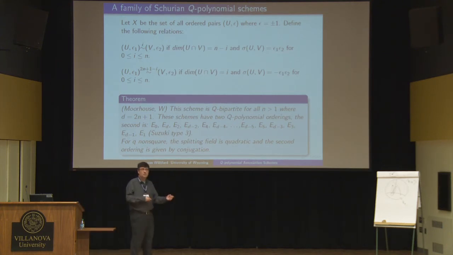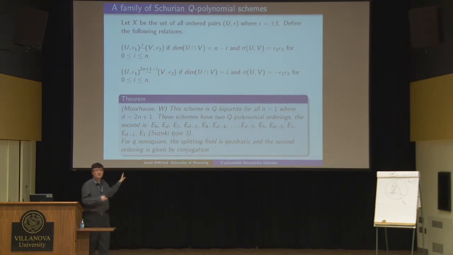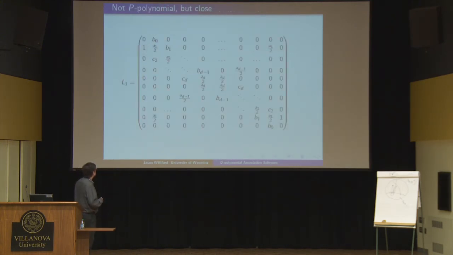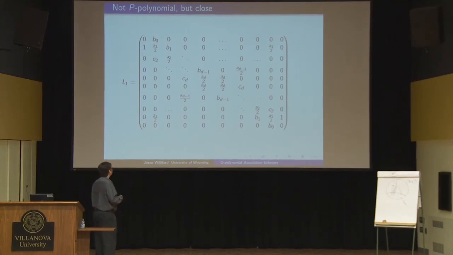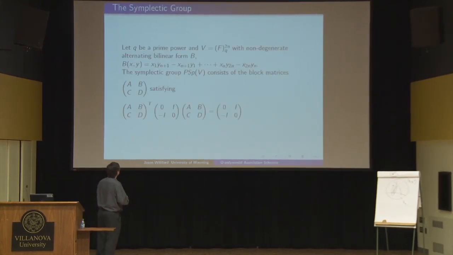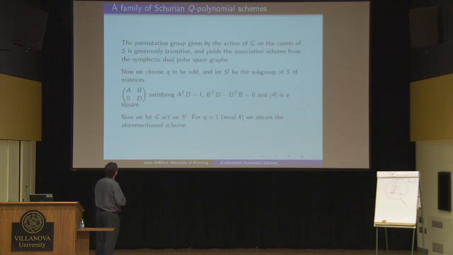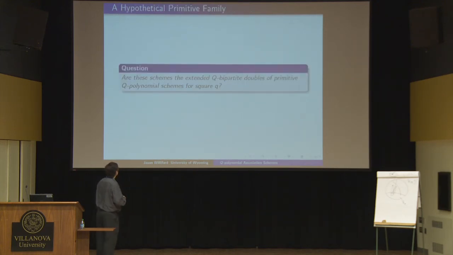So we need q congruent to 1 mod 4 for all of this to work. Otherwise, it's not symmetric. And you need q as a square for the splitting field to be rational. OK, so very close to closing. We're able to borrow some techniques from distance regular graphs in order to solve this. So it's not P-polynomial, but for those of you familiar with this, it's very close to it. There's also a group description that we have in the symplectic group, which basically explains why it's Schurian, which I will skip. And one last thing is, are these the extended Q-bipartite double of something?